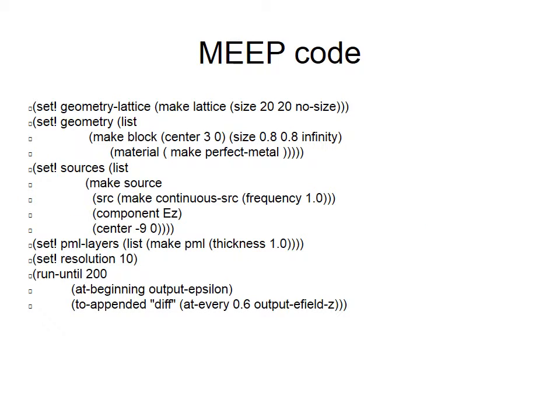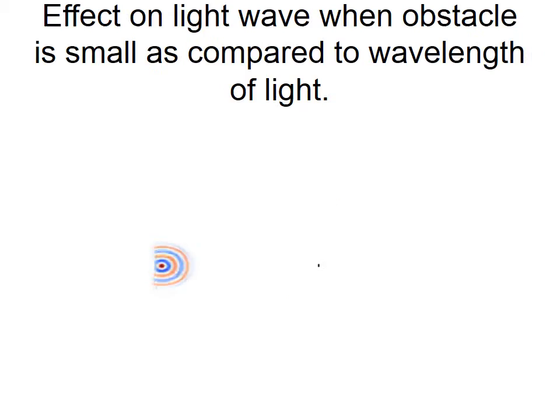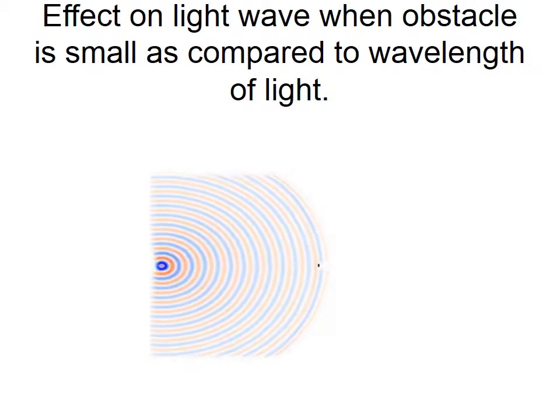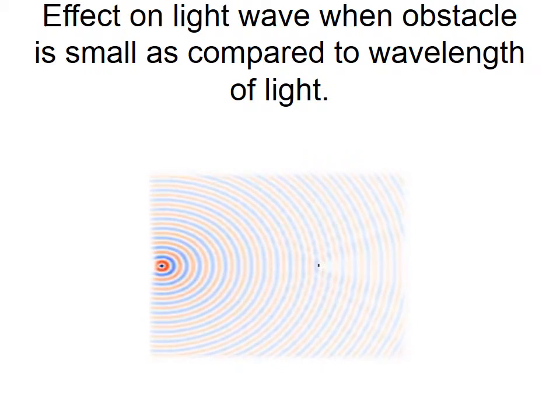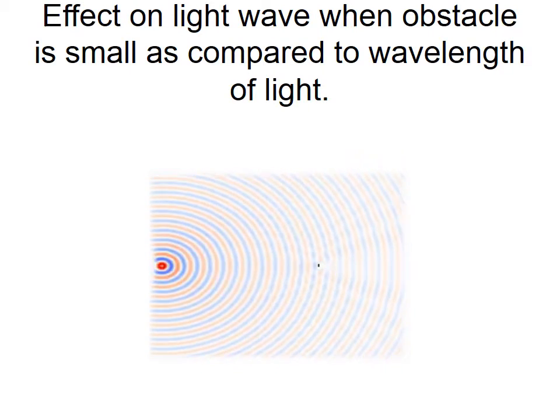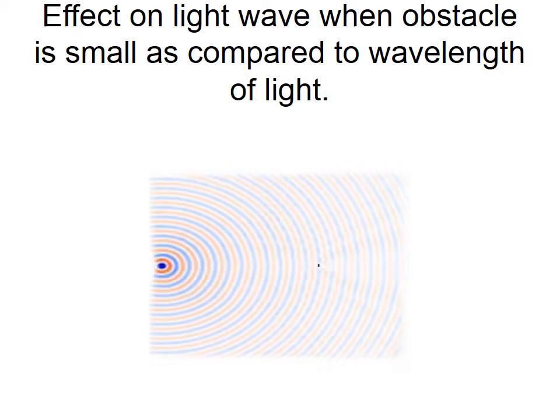This is the code of Meep, where we can see the size of the block is relatively comparable. Now this GIF shows the effect on light of wave bending when the obstacle is small as compared to the wavelength of light.